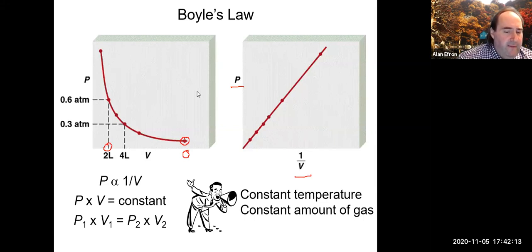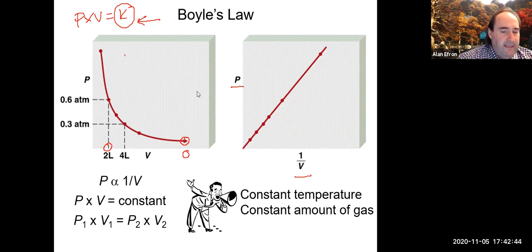Now, if you take the pressure times the volume in a constant temperature situation, you will sometimes see P times V equals K. This is sometimes referred to as a proportionality constant. It means that if you took the pressure and volume readings for a particular gas all the way through and multiplied them, they would always come out to the same number. It's a constant number for that particular gas.